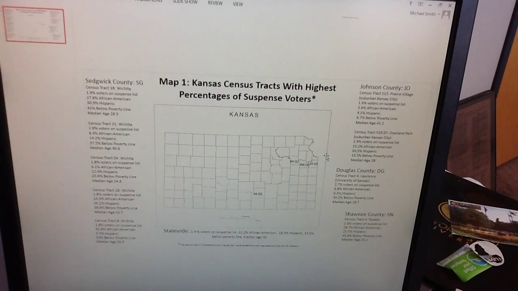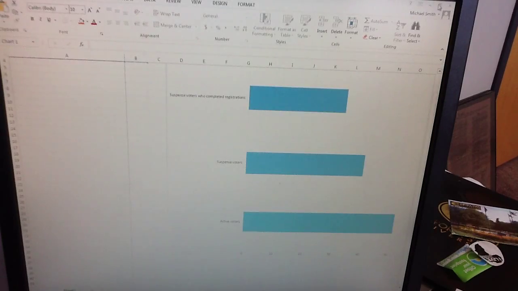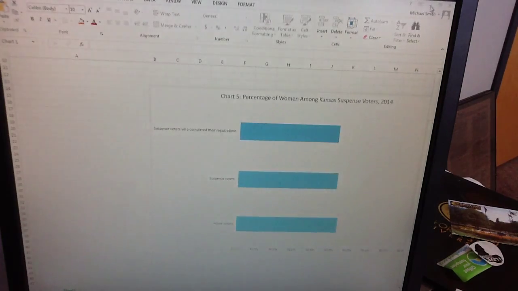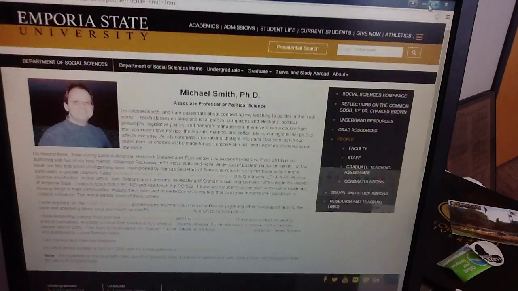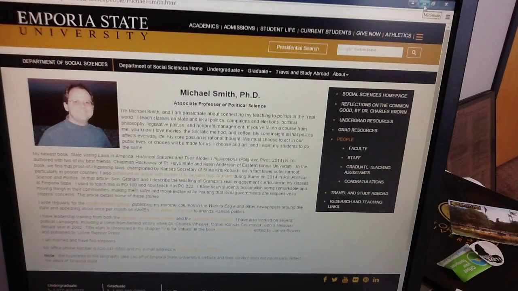What does all of this mean for the League of Women Voters project to register these suspense voters? Well, in my opinion, what this means, or what it may mean, is that you may want to think about using some of this data, and I and some of the other political scientists on our team are happy to help you do this. You may want to think about using some of this data to target where your appeals will be the most effective. I would particularly recommend homing in on those Wichita census tracts.